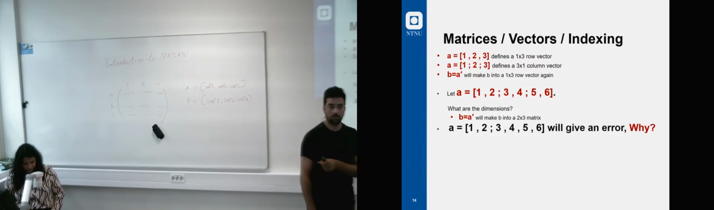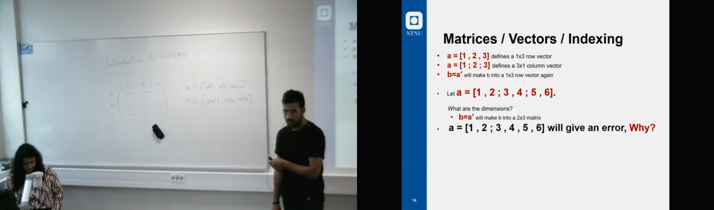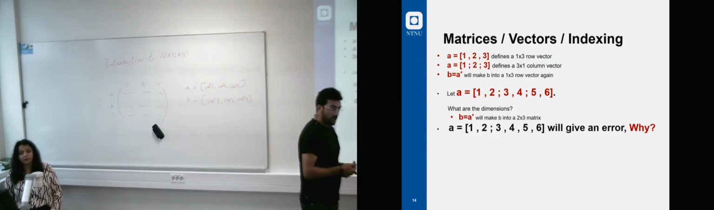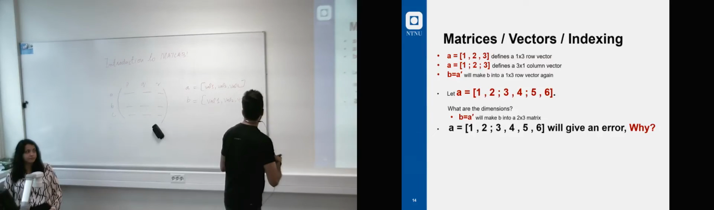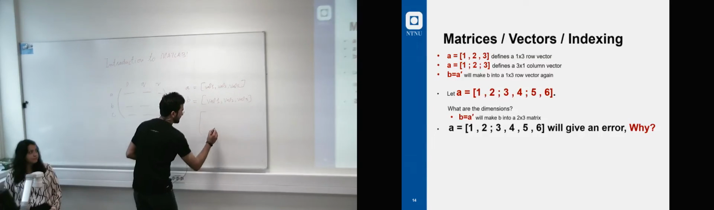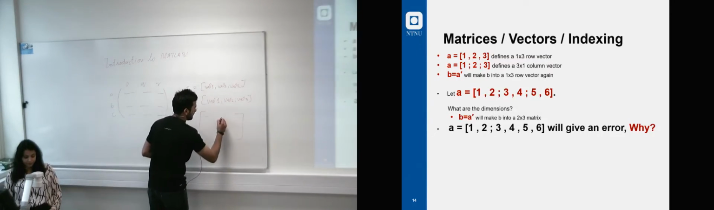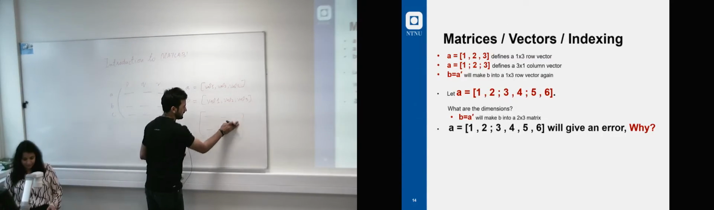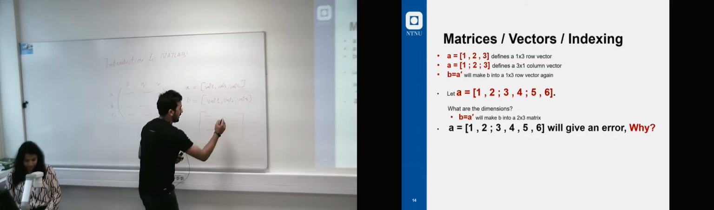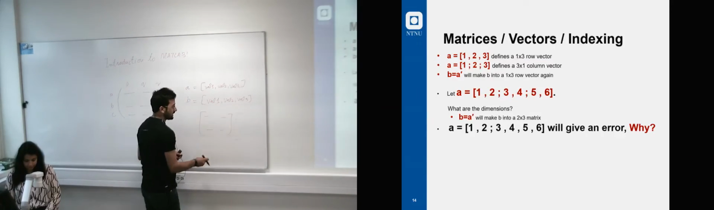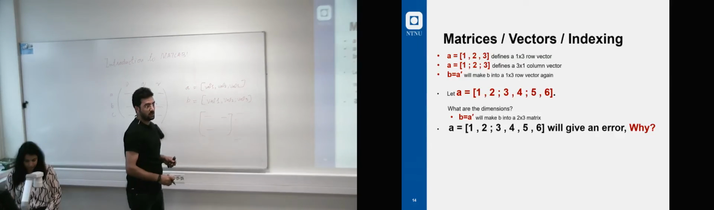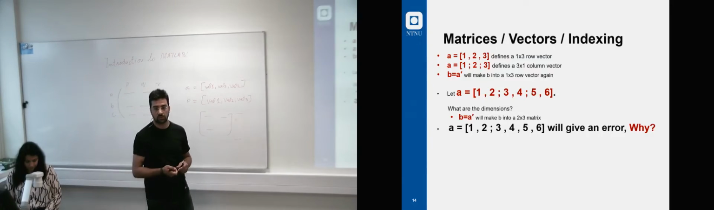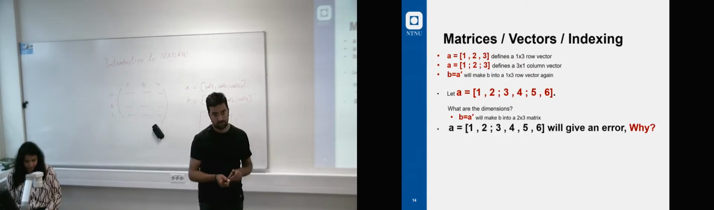Is this clear for everyone? Because a matrix can have elements like this, or like this, a rectangular matrix. But it cannot have elements where in one column there are 2 elements and in the other column there is only 1 element. This is not a matrix, so there will be an error.